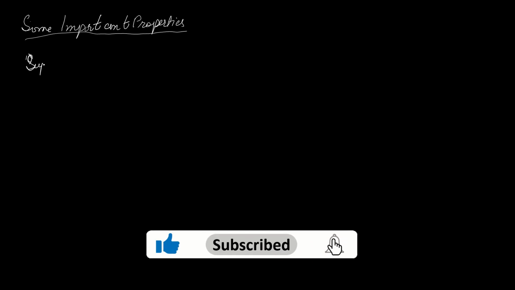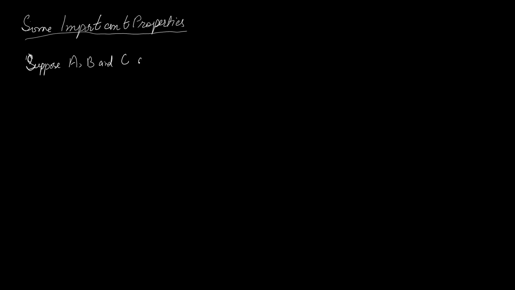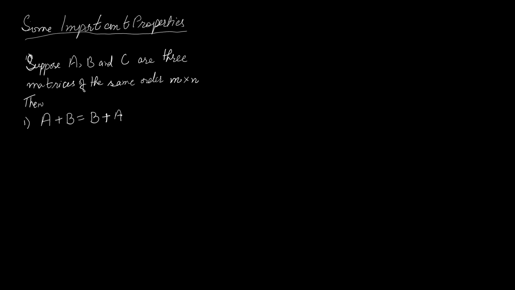Now let us look at some important properties of matrix addition. Suppose A, B and C are three matrices of the same order so that they are compatible for matrix addition. Then, first property, A plus B is equal to B plus A. This is called the commutativity of addition. Order of addition does not matter.